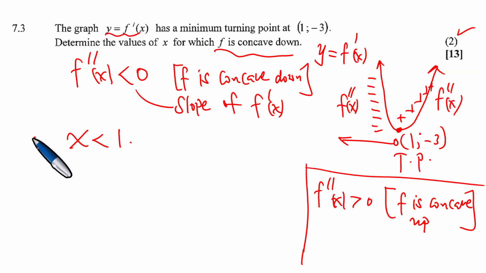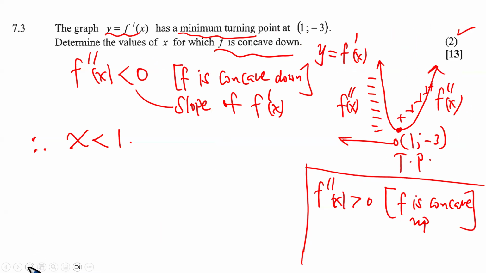So can you explain again? Okay, good. I'll explain again, from the first sentence of the question. The first sentence says the graph y equals f prime of x has a minimum turning point at (1, -3). Dealing with a minimum turning point means we're dealing with a quadratic, and its shape is like this, because if it had a maximum turning point, it would go this way.